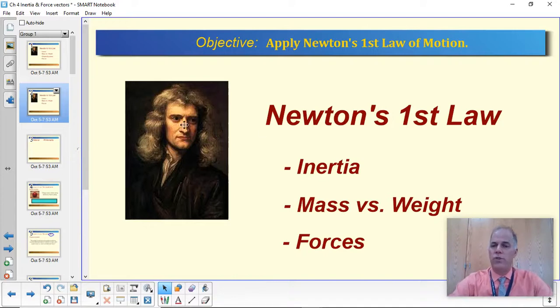So we'll start off with Newton's first law, which is called the law of inertia. In this little bit, we're going to learn about what inertia is and what the first law is. Then we have to distinguish between the concepts of mass versus weight, because that actually relates to this to some degree. And also we'll see that the first law defines what forces are and what a force is.